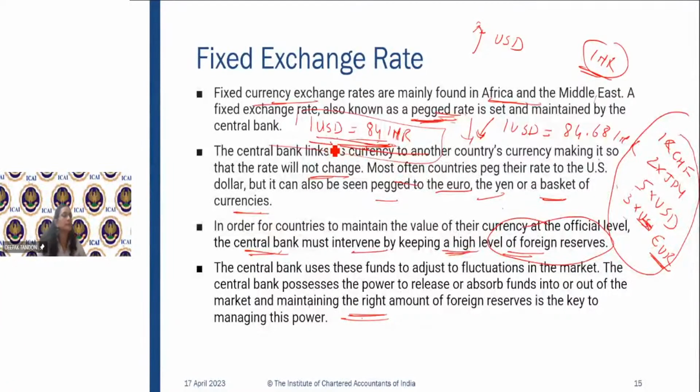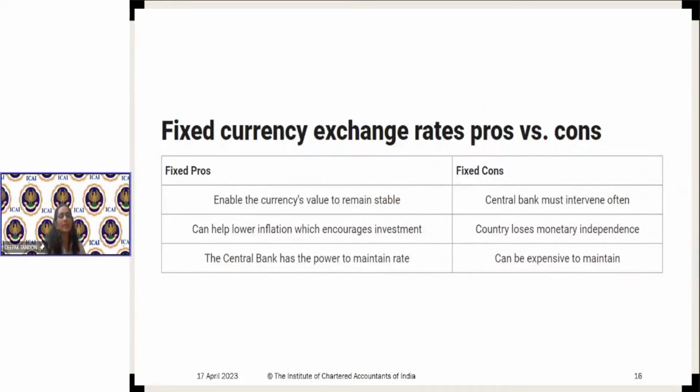Okay. Is it clear? So India is practicing floating exchange rate. The US is practicing a completely floating exchange rate where they do not go for intervening. A country like India may go for intervening. Now Rajiv is asking why intervention. We'll share that.